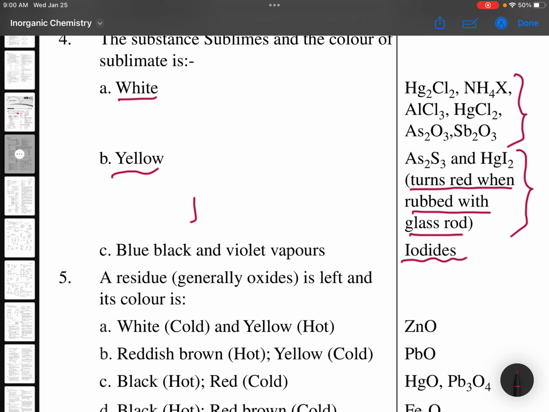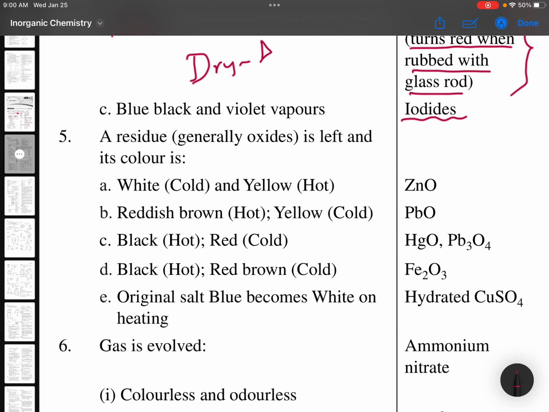If blue, black, and violet appears, that is iodide. This is the dry test we are using, dry heating; heating is shown by delta. If a residue, generally oxides, is left and its color is white in the cold state, it is zinc oxide, which turns yellow in the hot state. Reddish brown hot, cold yellow: PbO. Hot black and cold red: HgO, Pb3O4. Hot black, cold red brown: Fe2O3.